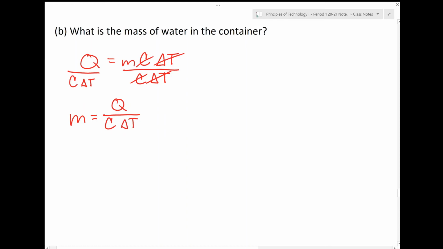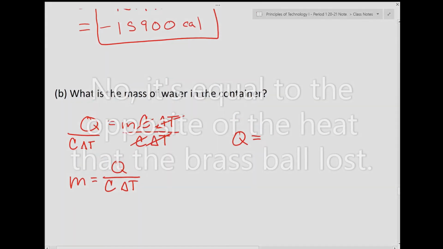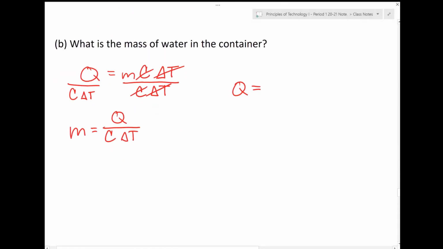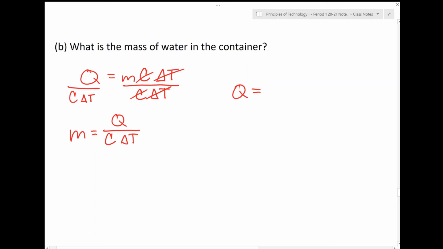And mass is equal to the heat that is used divided by the specific heat times the change in temperature. So for the heat that the water has absorbed, it's equal to the heat that the brass ball lost. And we figured that out in the previous problem. It's 15,900 calories. So the brass lost it, which is why it's negative. The water is gaining it, so it is a positive 15,900 calories. We know that the specific heat of water at this point is 1 calorie per gram degrees Celsius.